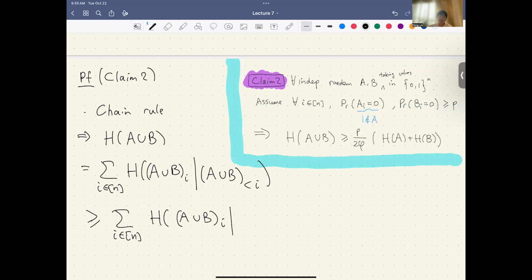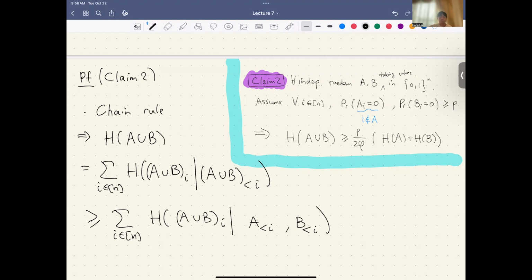Then the additional information we get is less. This conditional entropy drops. So the more information is, instead of knowing all the bits of the union A and B up to i, I give you all the bits of each individual A and B up to i. This inequality is sometimes also called data processing inequality.